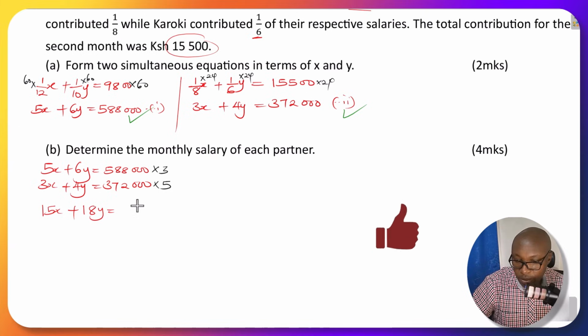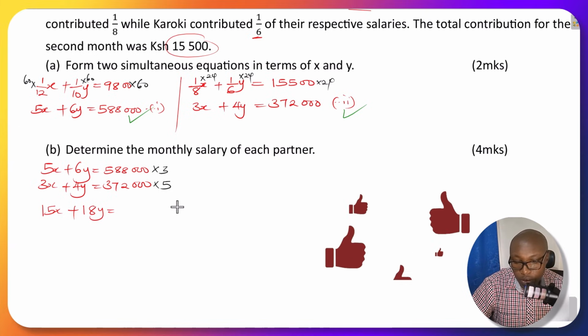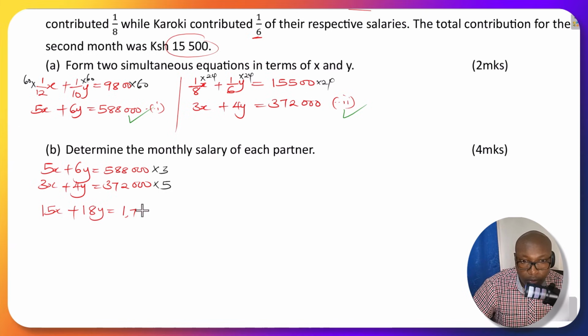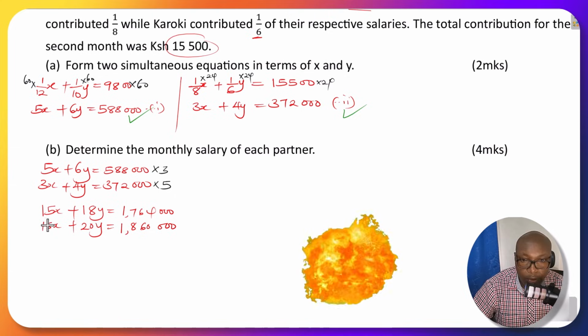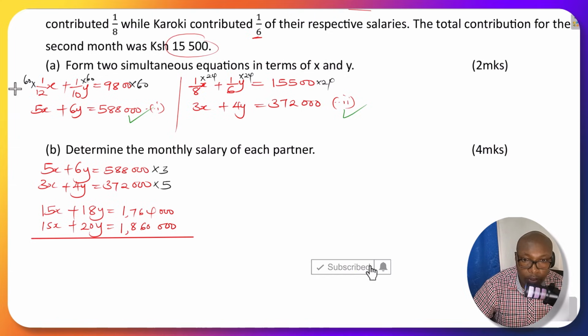When you multiply that, that will give 1,764,000. Then the second one, 15x plus 20y, 372,000 times 5. That will give 1,860,000. So there we have the two equations now.